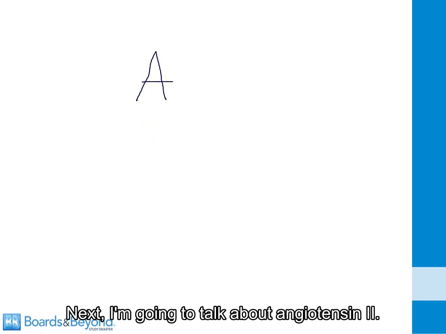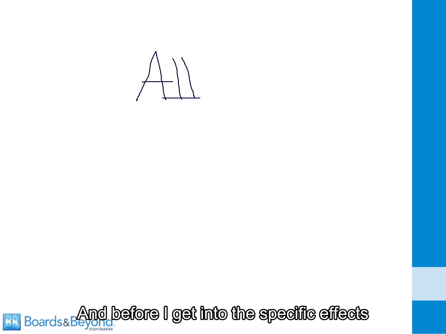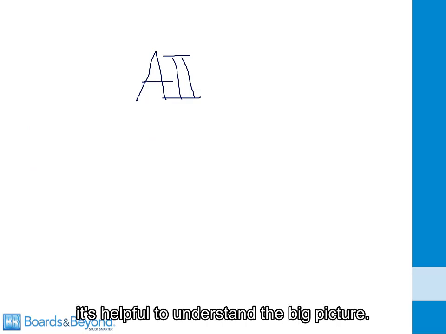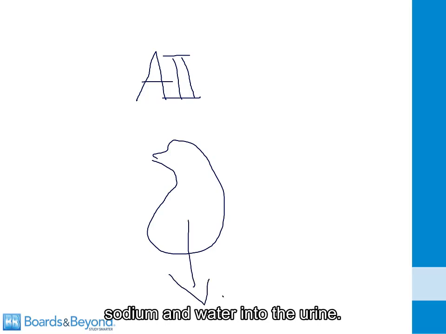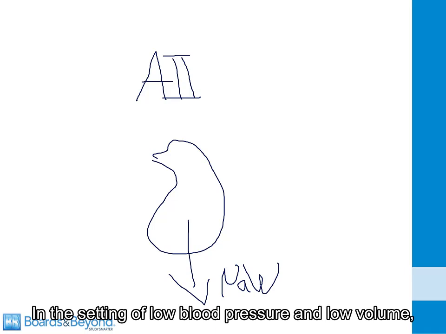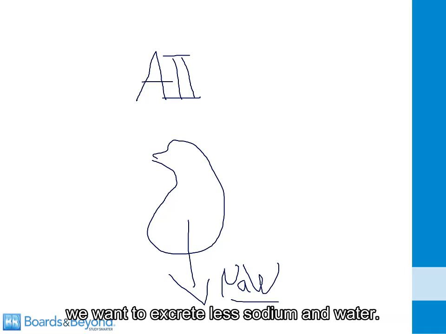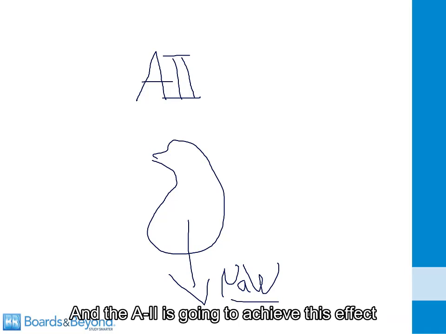Next, I'm going to talk about angiotensin 2, and before I get into the specific effects of A2 on the kidneys, it's helpful to understand the big picture. So let's imagine that we have a kidney, and the job of the kidney is to excrete sodium and water into the urine. In the setting of low blood pressure and low volume, we want to excrete less sodium and water, and A2 is going to achieve this effect through two mechanisms.